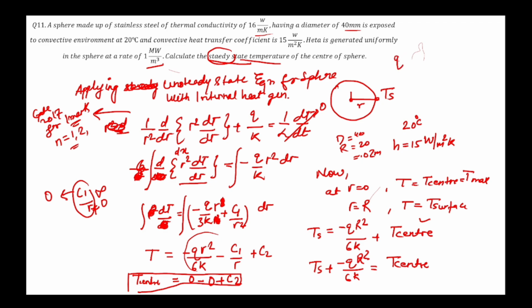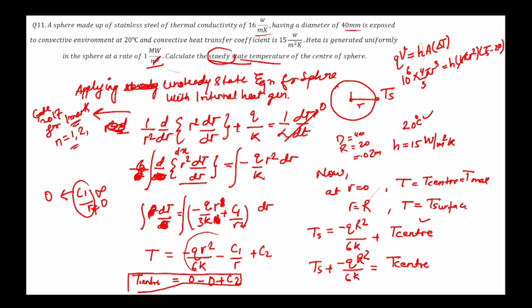q, that is the internal heat generation, into the volume is equal to h A delta T. This much is the heat generated that will flow to the surroundings. So 10 to the power 6 into volume, when we multiply with volume, this meter cube will cancel out. The volume of a sphere is 4 by 3 pi r cube, equal to h times area 4 pi r square times (T surface minus 20 degrees Celsius), because 20 degrees Celsius is given.